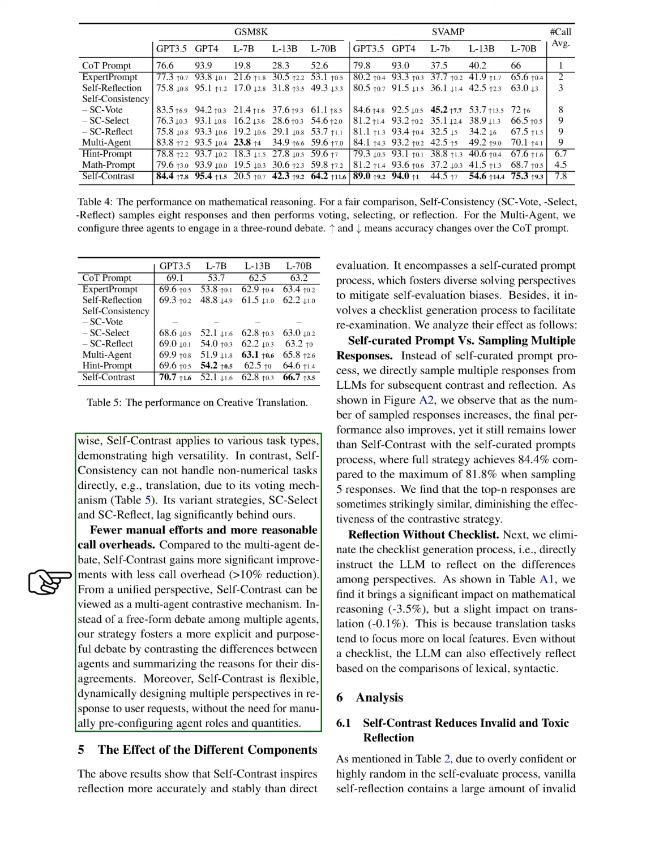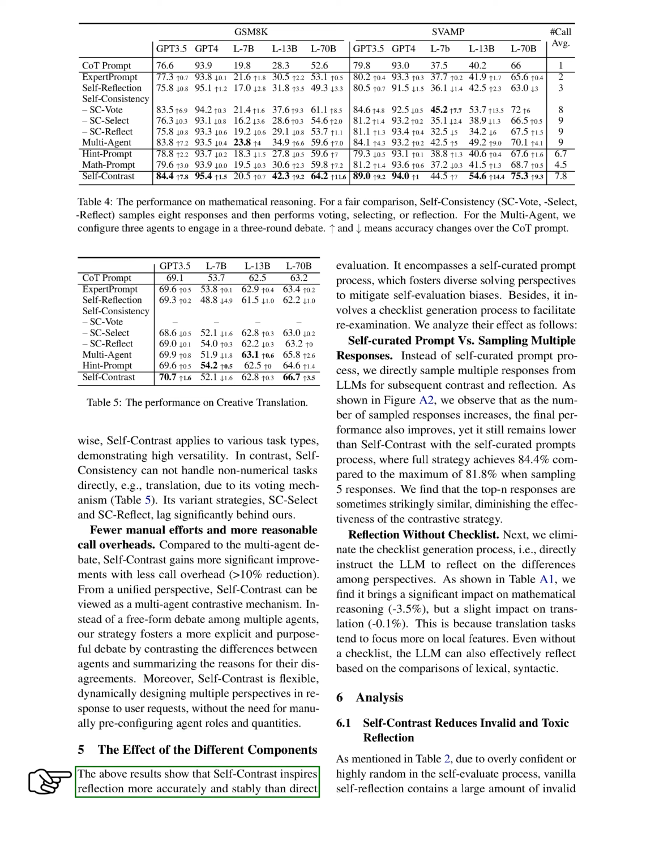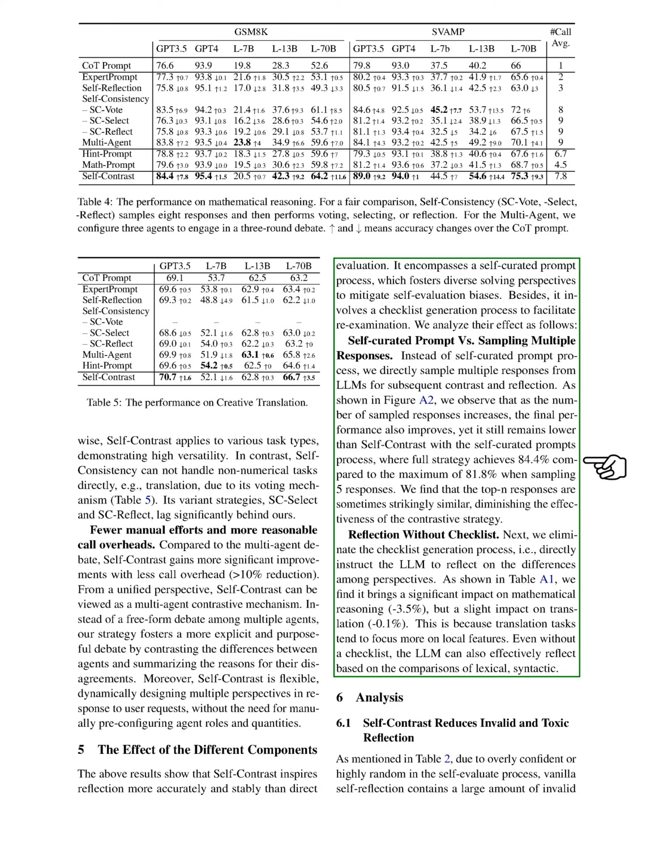We also examine the impact of different components of our method. We find that self-contrast inspires more accurate and stable reflection than direct evaluation. It includes a self-curated prompt process, which encourages diverse problem-solving perspectives to reduce self-evaluation biases. It also includes a checklist generation process to facilitate re-examination. When we replace the self-curated prompt process with direct sampling of multiple responses from LLMs, we find that performance improves as the number of sampled responses increases. However, it still falls short of the performance achieved by self-contrast with the self-curated prompts process.